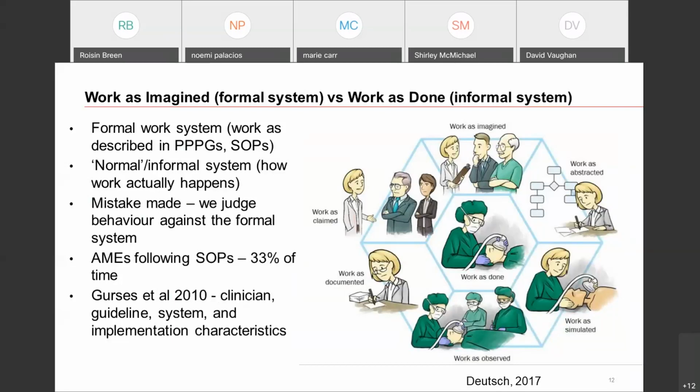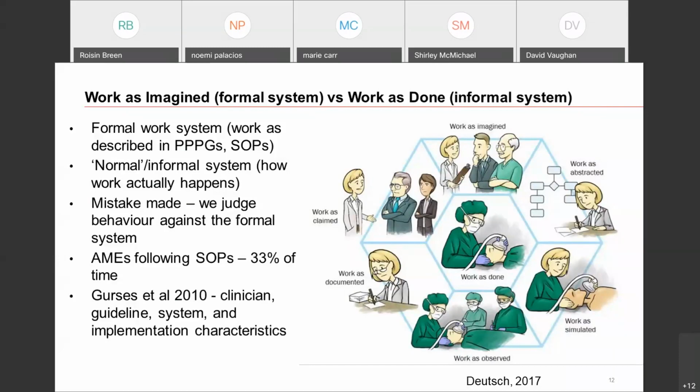So similarly, there are studies in healthcare, like the Gurses 2010 study, looking at why clinicians don't follow clinical guidelines. They look at different aspects: the clinician, the guideline itself, the system, and how it's implemented. So I suppose we have to understand the whole system in order to understand how it works, and that's always the starting point.